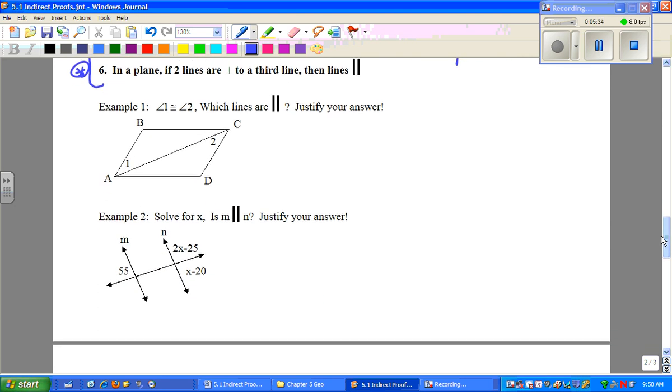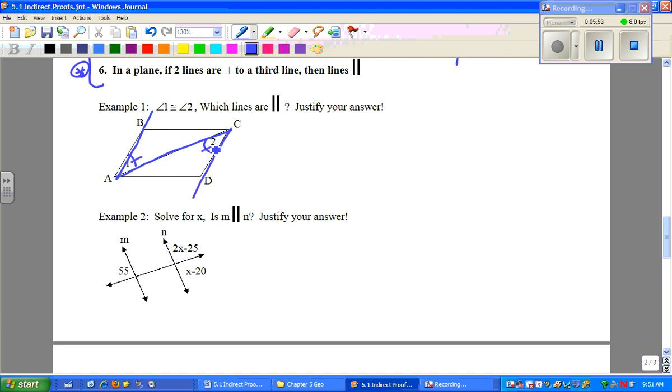All right, here we go. Example 1. Example 1, we know angles 1 and 2 are congruent. We want to know which lines are parallel. Well, we talked about this in the last chapter, that angle 1 is created by AB and AC. Angle 2 is created by AC and CD.